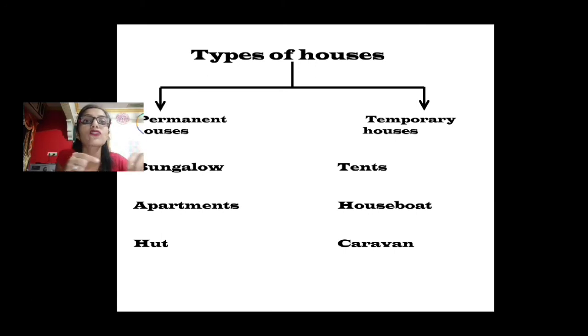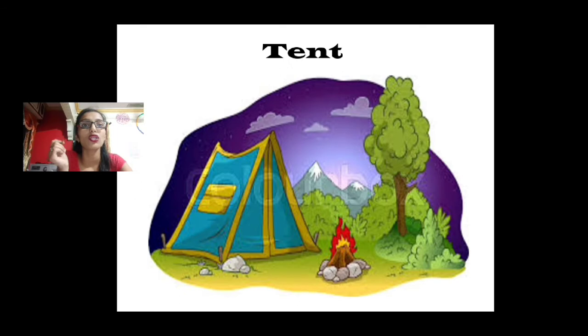So as we have studied permanent houses, now we will study temporary houses. The first temporary house that comes is the tent. A tent is made up of canvas. Now this blue color cloth you can see, this cloth is made up of canvas.